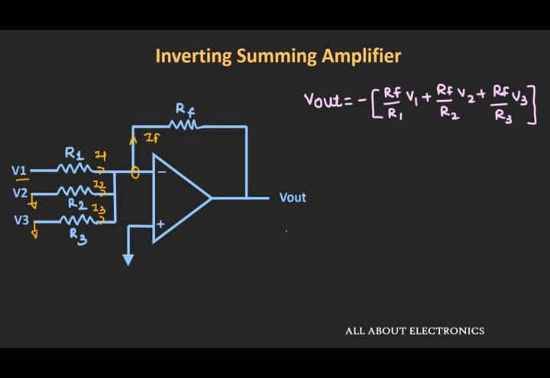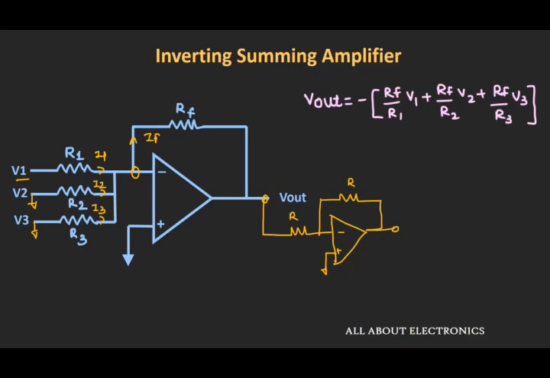Now the output of this inverting summing amplifier is a negative voltage, but suppose we want a positive voltage, then what we can do is connect one more inverting op-amp which has unity gain. As you can see here, if we connect one more inverting op-amp with unity gain at this point, then the output voltage will be positive. So by using one more inverting op-amp we can get the positive output voltage. So this is all about the inverting summing amplifier.